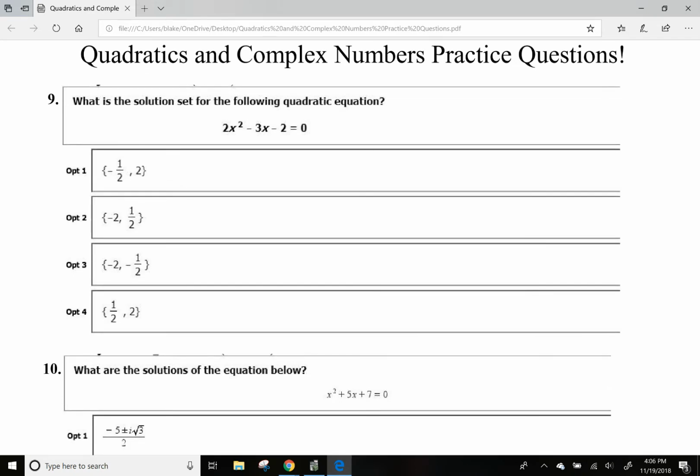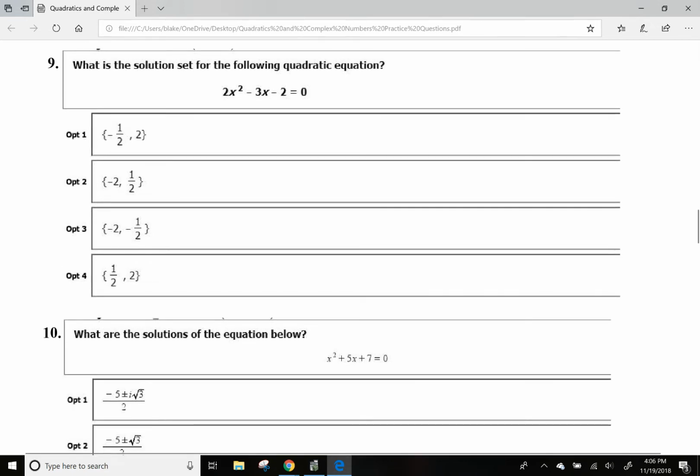Again, number 9 is factorable, and I encourage you to factor it because it does take less time. But I'm going to use a quadratic formula. Again, because you'll see in future problems, not everything is factorable, but quadratic formula works on every single one. So I'm going to use the quadratic formula here.